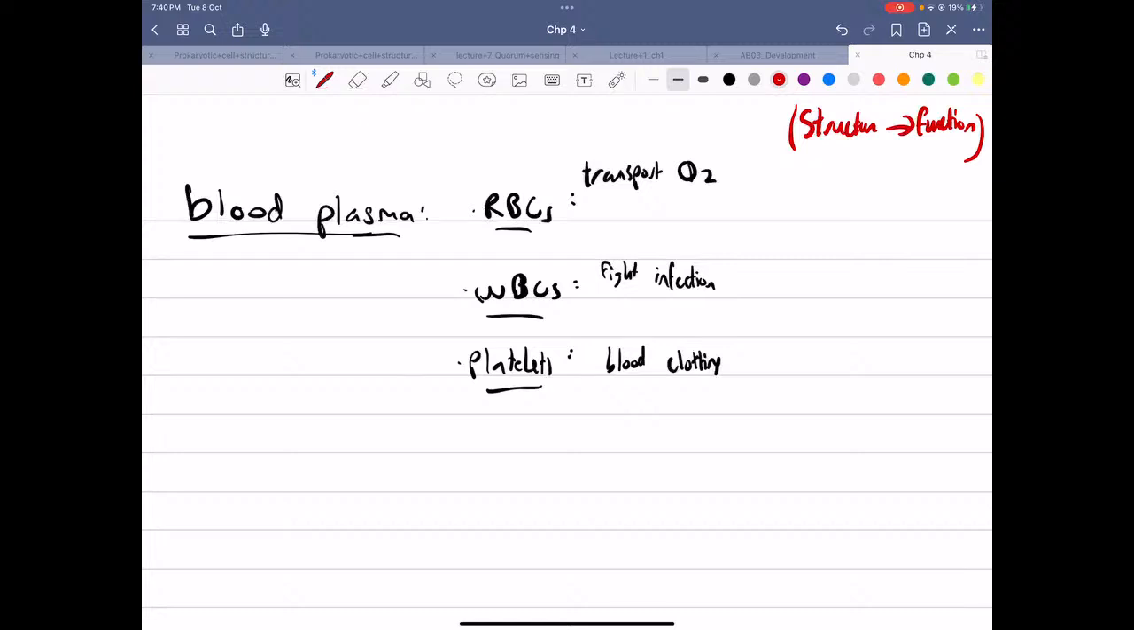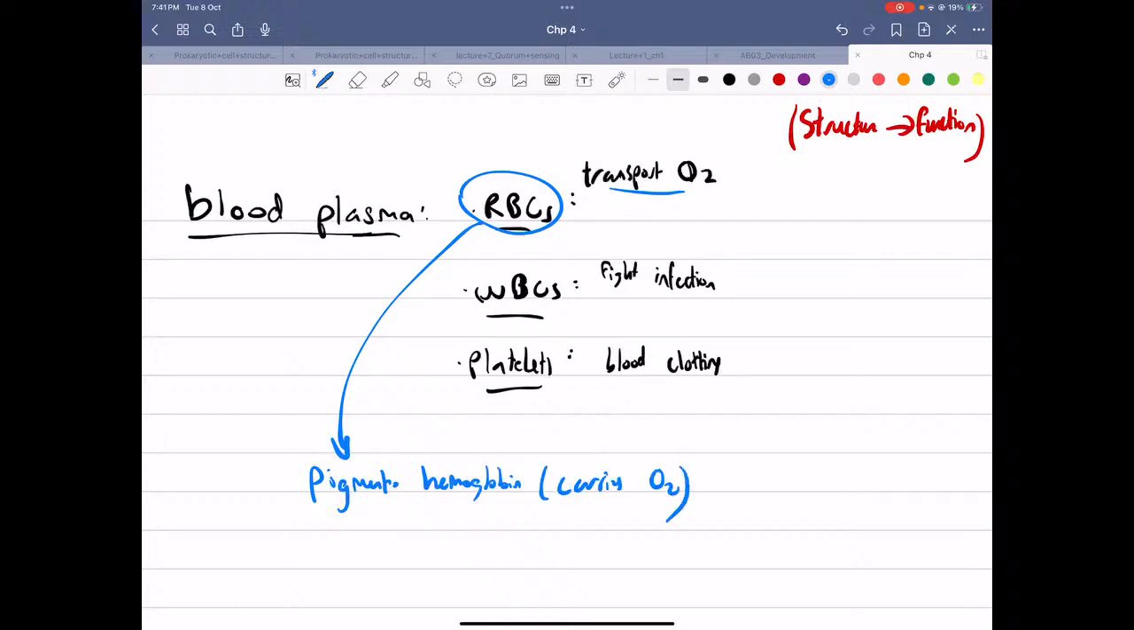So why do we say red blood cells transport oxygen? Who's gonna tell me? What is the pigment found in red blood cells that helps them transport oxygen? Hemoglobin, exactly. So red blood cells have a pigment. This pigment is called hemoglobin, and this is the pigment that carries oxygen.